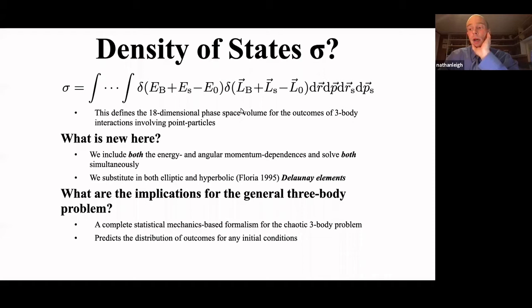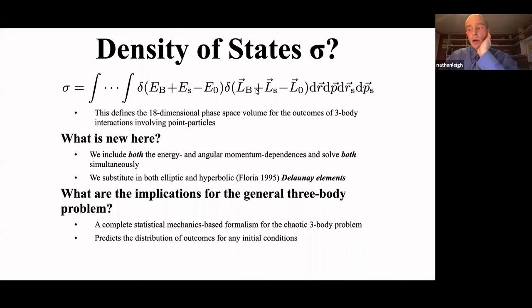And so how do we solve or simplify this equation? Well, for example, we can first shift to center of mass coordinates, which immediately reduces the expression to an integral over only 12 dimensions. And using other tricks, we were able to reduce it to a trivariate distribution joint in the orbital energy of the leftover binary, the orbital eccentricity, and the cosine of the inclination angle between the ejection velocity vector of the ejected single and the orbital plane of the binary.